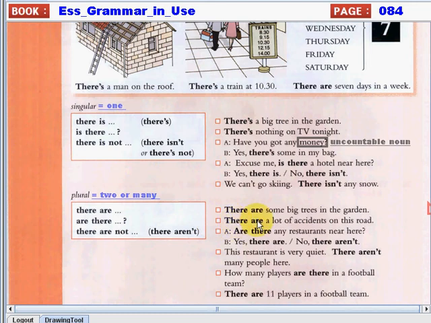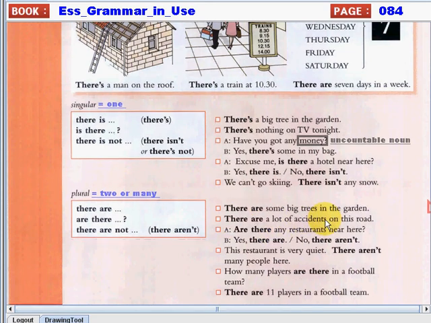Next, there are a lot of accidents on this road. We used there are because of accidents. Next is a question. Are there any restaurants near here? And the answers are, yes, there are. No, there aren't. There aren't is a contraction of there are not.